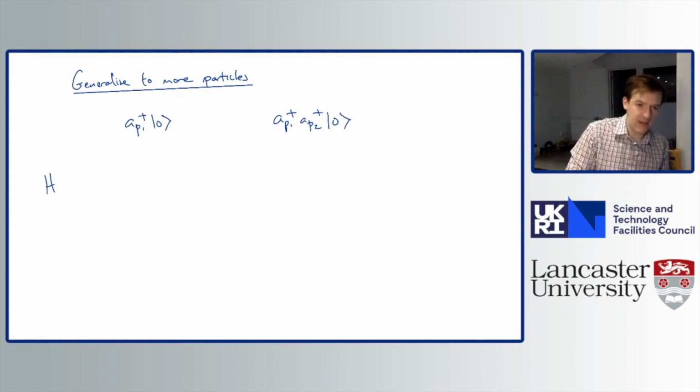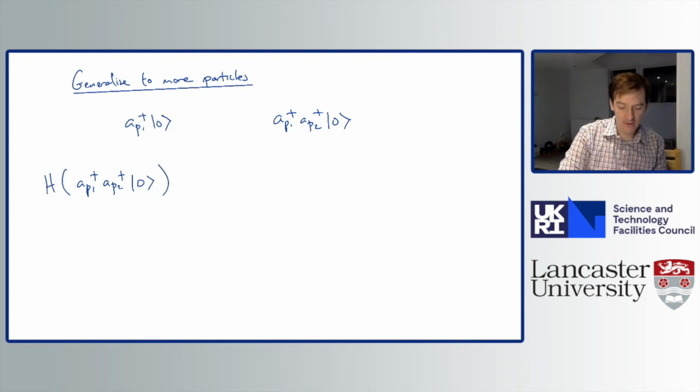We're going to do the same thing as we did before. We're going to first act with the Hamiltonian, but now acting on the state AP1 dagger AP2 dagger 0. And we're going to use the same strategies that we've been using before.